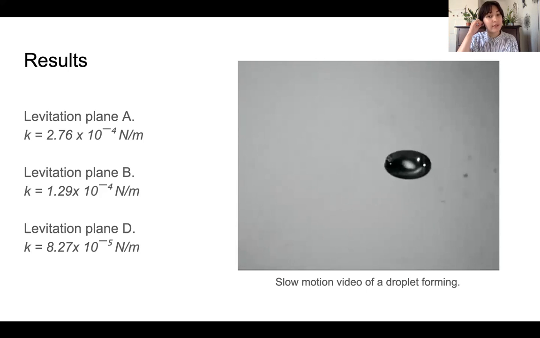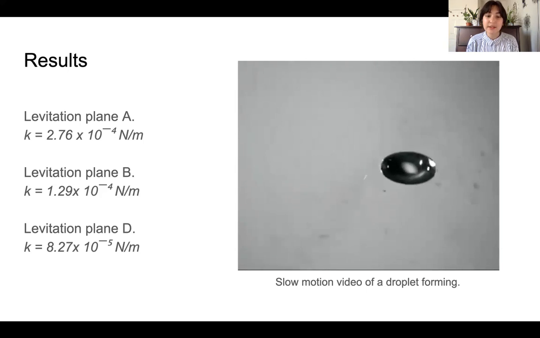As of now, we do not have a trapping stiffness value for trapping zone C, which exhibits dynamics differing from those of the other 3 nodes. Instead of having a stable central point for trapping to occur, levitation plane C seems to have a circle of trapping points, where the droplet can freely move along the circumference. We plan to further investigate levitation plane C moving forward.